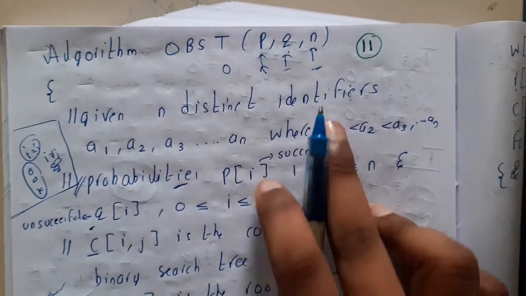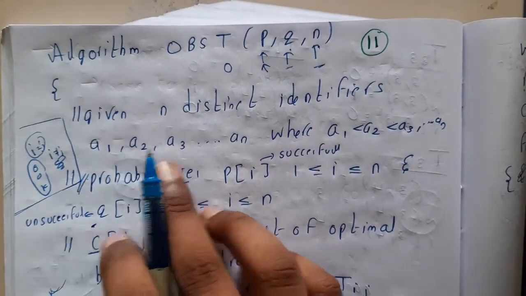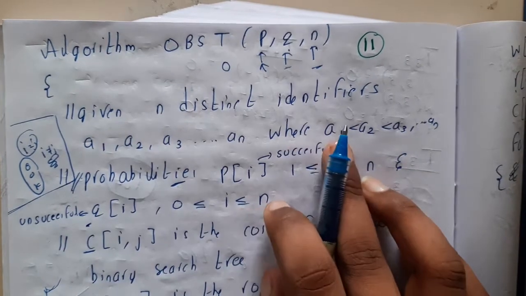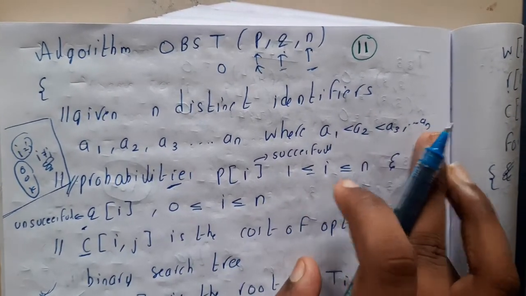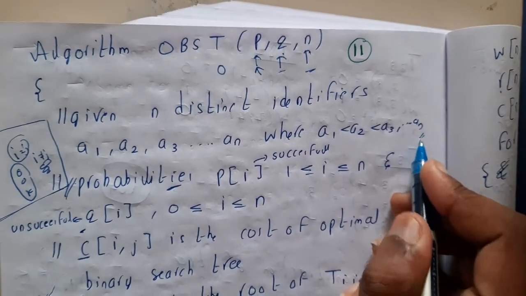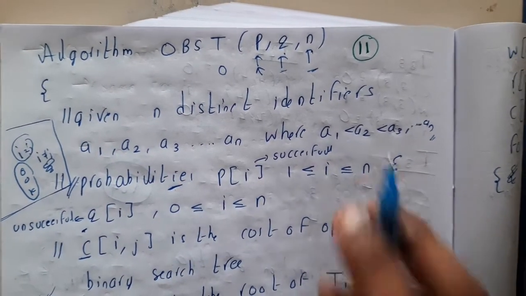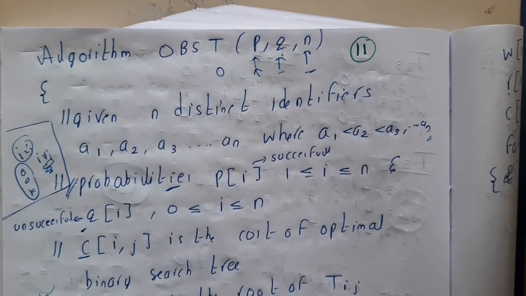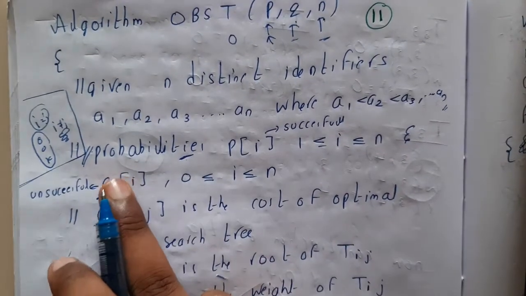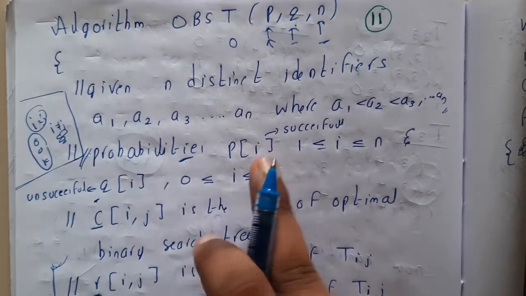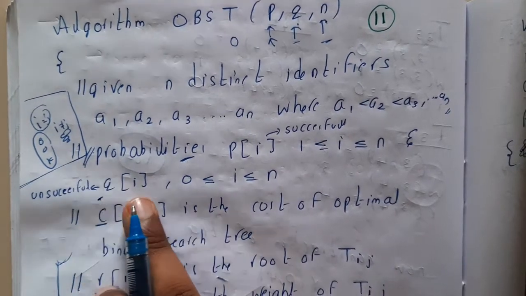Given n distinct identifiers, a1, a2, a3 and so on up to an, where a1 is less than a2, less than a3 and so on up to an. Always remember that whenever you are building a binary search tree, you make sure they are in increasing order, the first value is the least and so on. The probabilities: p of i is for success and q of i is for unsuccess.